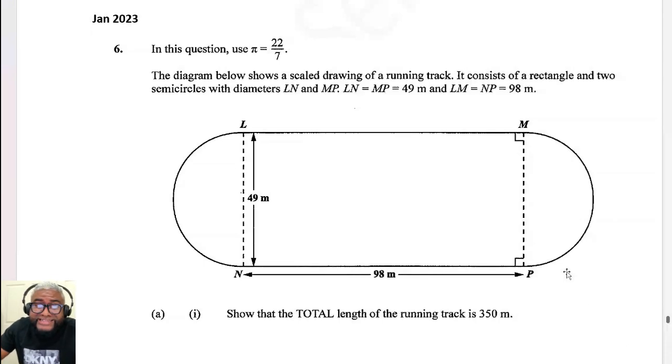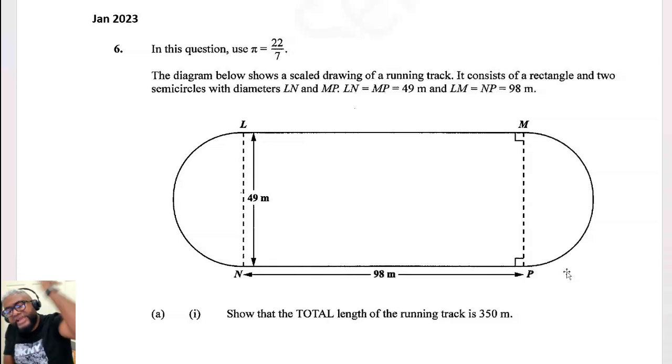So the diagram below shows a scaled drawing of a running track. It consists of a rectangle and two semicircles with diameters LN and MP. LN is equal to MP, which is equal to 49 meters. And LM is equal to NP, which is equal to 98 meters. Almost identical to the question we just did, right? Show that the total length around the running track is 350 meters.